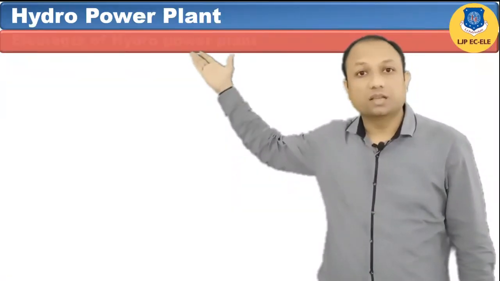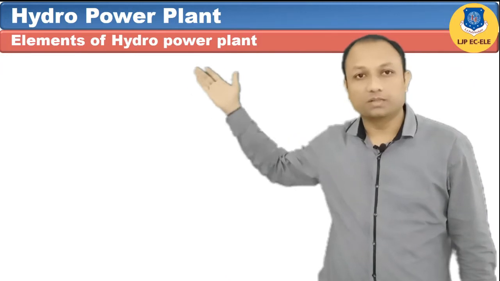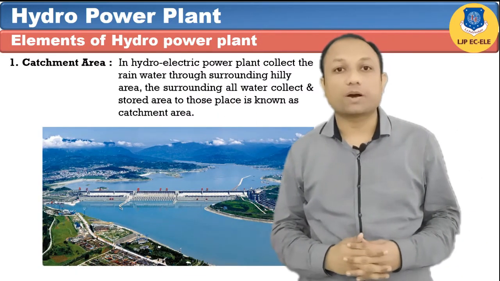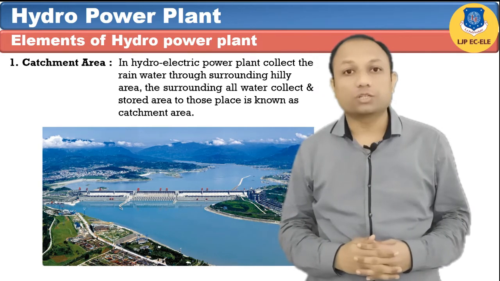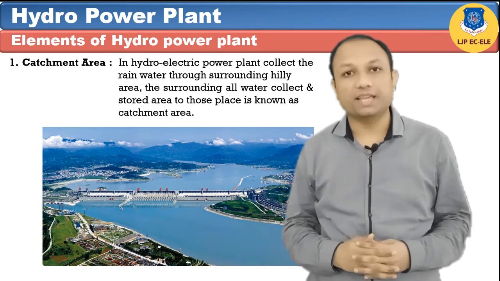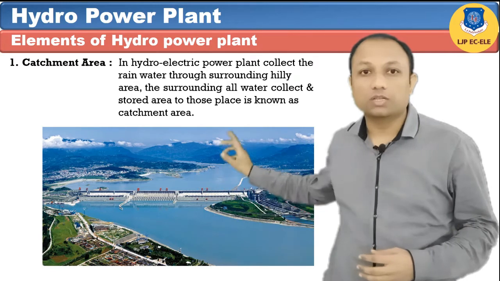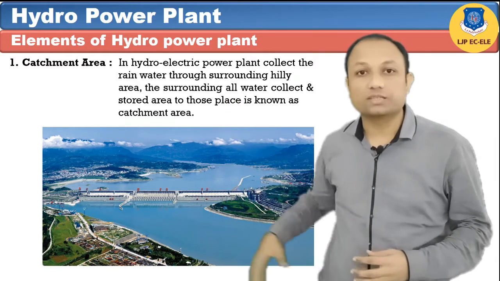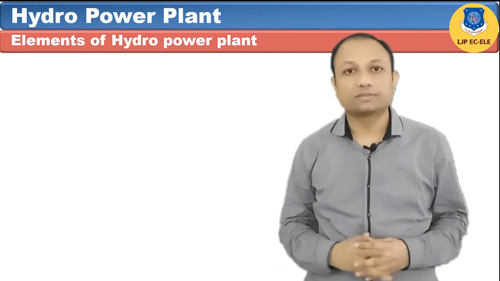Let's discuss elements of hydropower plant. First one, catchment area. So in hydroelectric power plant, collect the rainwater through the surrounding hilly area. The surrounding all water collect and stored area to those place is known as the catchment area.